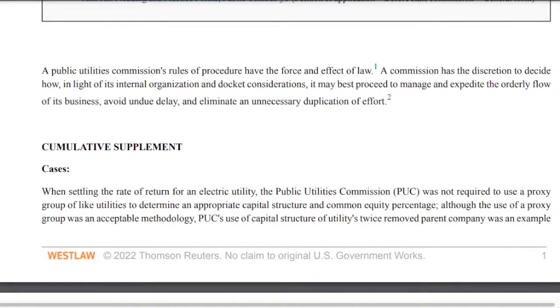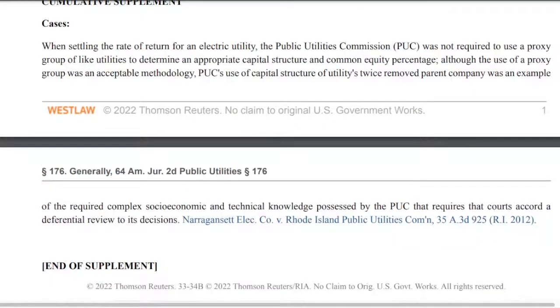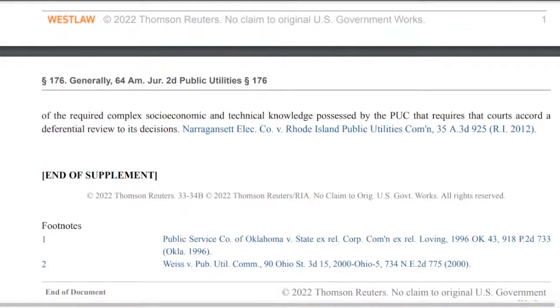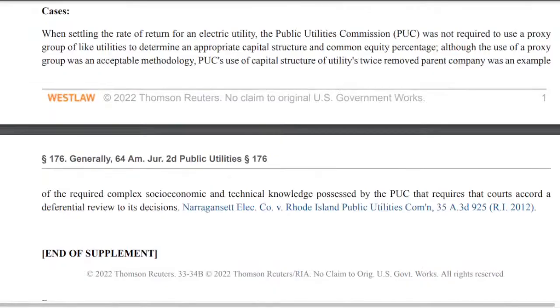All right, let's proceed. A Public Utility Commission's rules of procedure have the force and effect of law. So that's the other homework: your state statute pertaining to public utilities and the commissions for your district or municipality or wherever your public utilities district is. That commission's rules, the Public Service Commission's rules of procedure, have the force of law. So these are considered law. As in Public Service Commission of Oklahoma versus State Corporation Commission, Loving, 1996, Oklahoma.